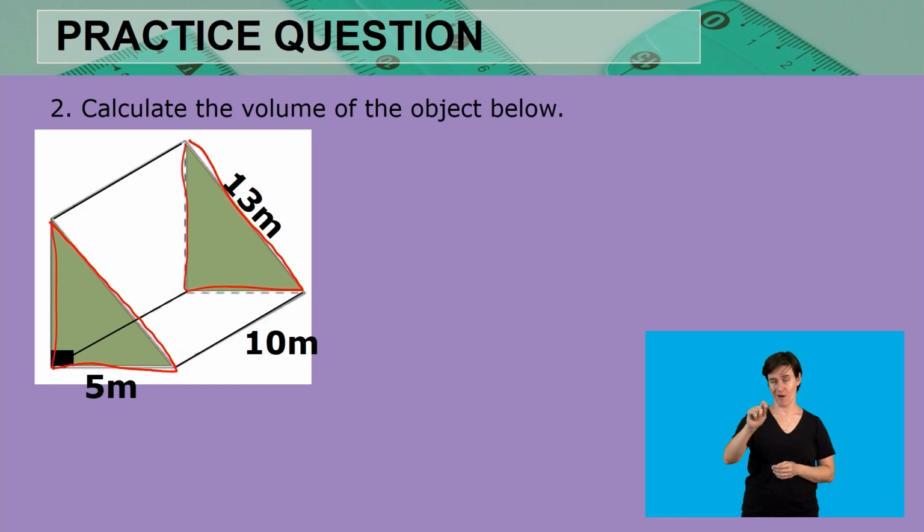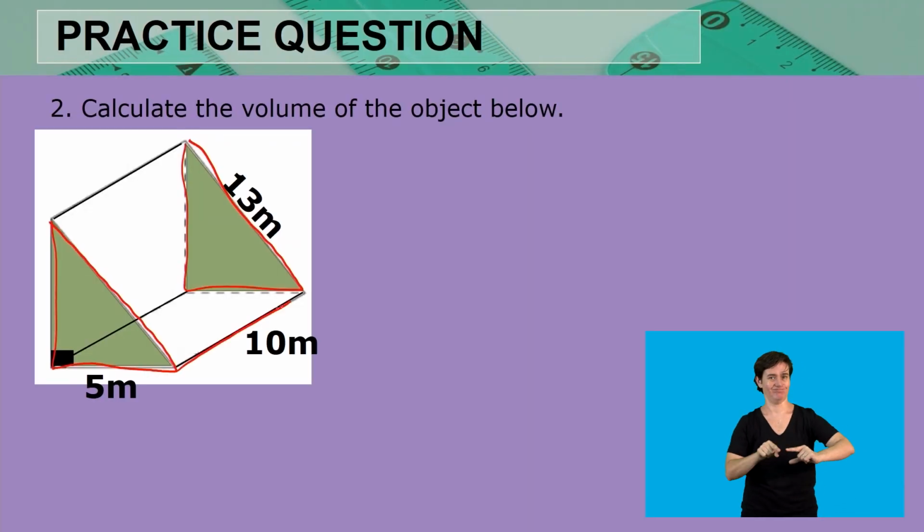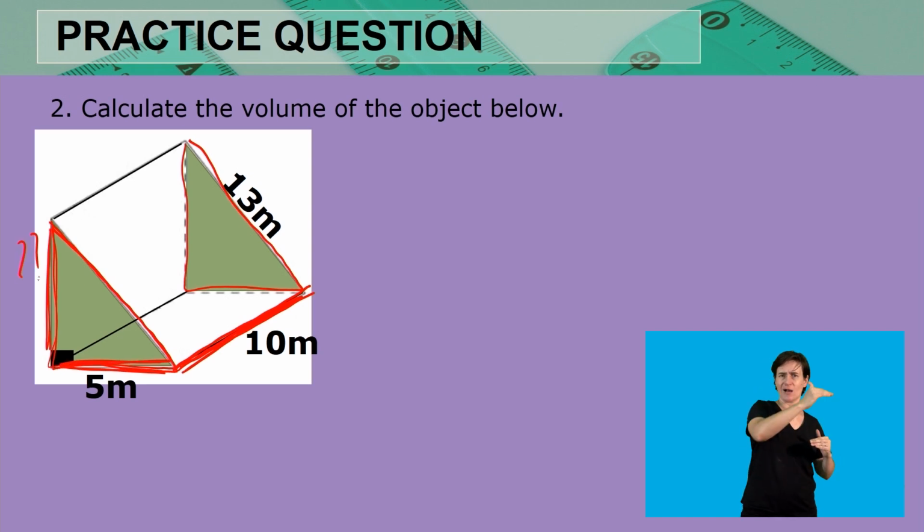So what are we going to need to calculate the volume of this object? We are, of course, going to need the area of the base, which in this case is the triangle, and then we are going to multiply that with the height of the prism. We already have the height, which is our 10 meters. But when we look at the base, we have a right angle triangle where we do have the base, but we do not have the height. So how are we going to calculate that height?